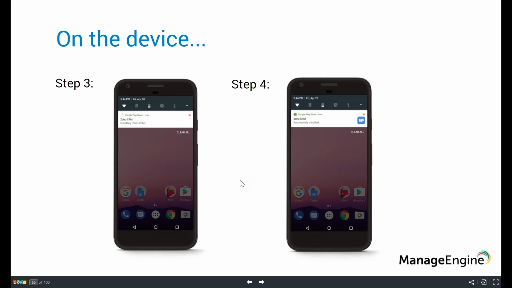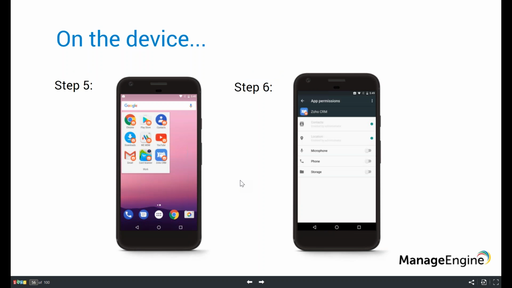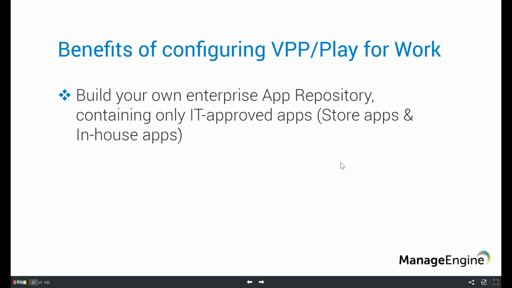Once the installation is complete, open the app and select App Permissions. As you can see here, all the app permissions that you had modified on the server are reflected on the device as well. So what are the other benefits of configuring VPP or Play for Work?